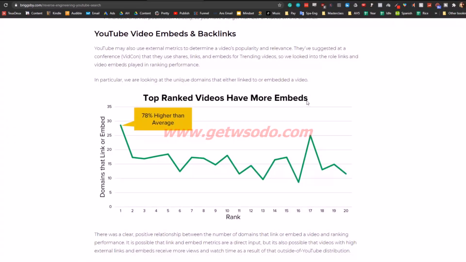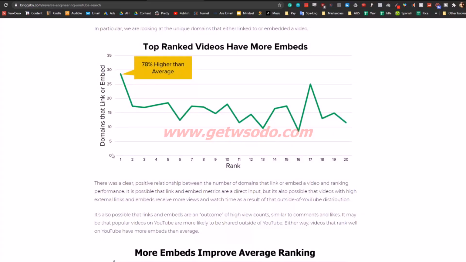Top ranked videos actually have more embeds. So you can see here that top ranked videos have about 25 and above, and that's crazy. That's really cool that they have a lot of off-platform rankings. They will take domain age and domain authority into consideration, which means basically if your video is embedded on Time or Rolling Stone magazine or CNN or stuff like that, or not necessarily, but more related to your niche.